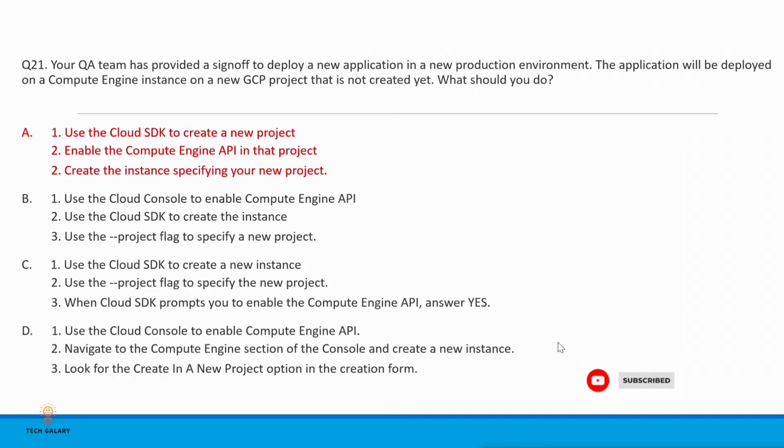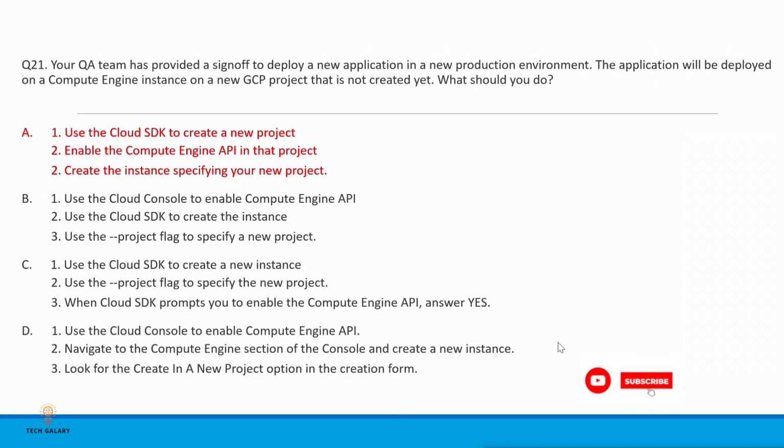So let's take a look at option B. Use the Cloud Console to enable compute engine API. You have to enable the compute engine API. Next, use the Cloud SDK to create an instance. Use the project flag to specify a new project. So this option is incorrect because we don't specify the project flag to create a new project. So the command itself is wrong.